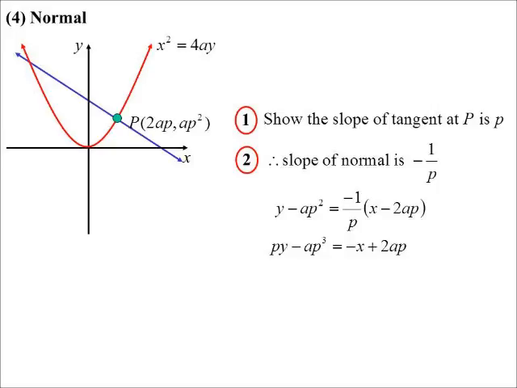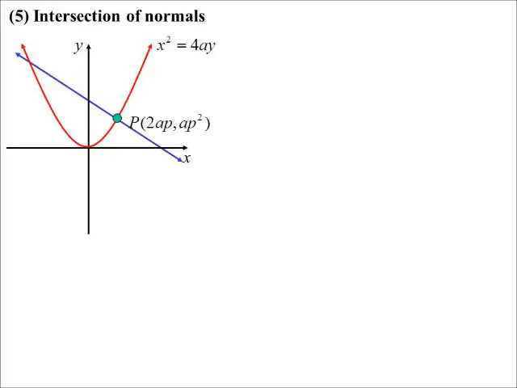This one I think looks a bit ugly. That's just my opinion though. x plus py is ap cubed plus 2ap. So there's an equation of a normal. Let's find where they intersect if we've got a couple of them. So there's my normal at p. And so again, we would go and derive the equation of the normal.